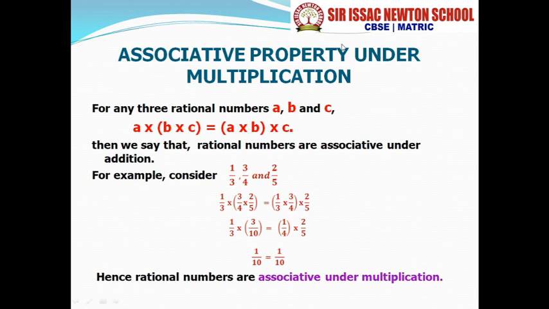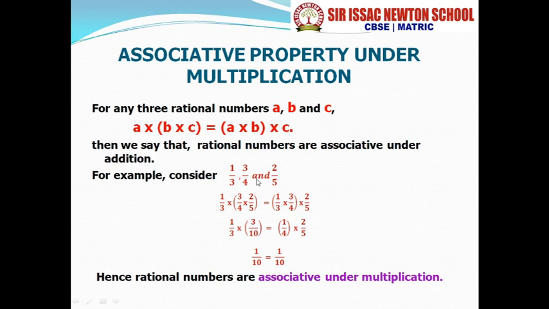Next, associative property under multiplication. For any three rational numbers a, b and c, if (a into b) into c is equal to a into (b into c), we can say the rational numbers are associative under multiplication. Let me explain with an example.